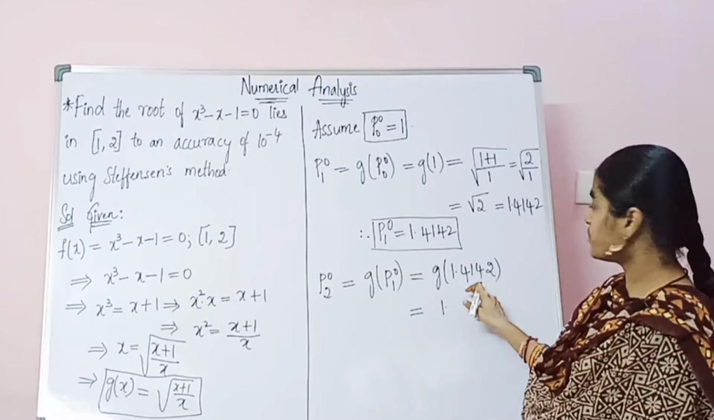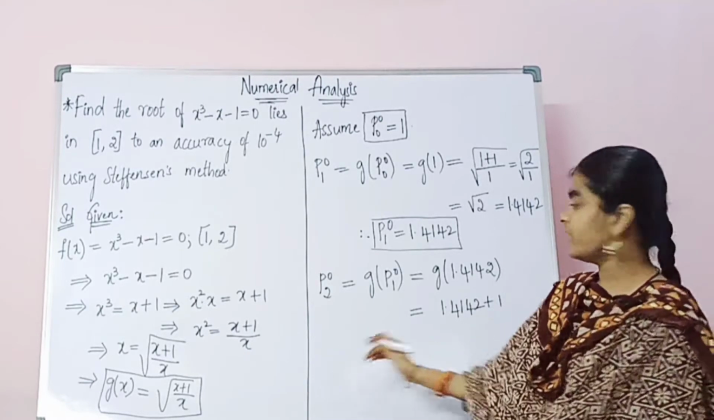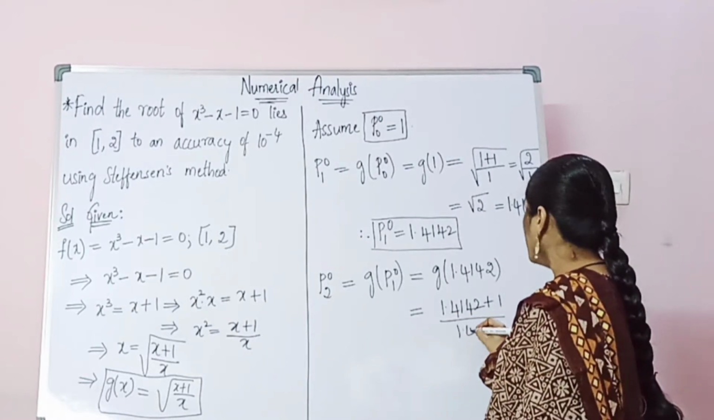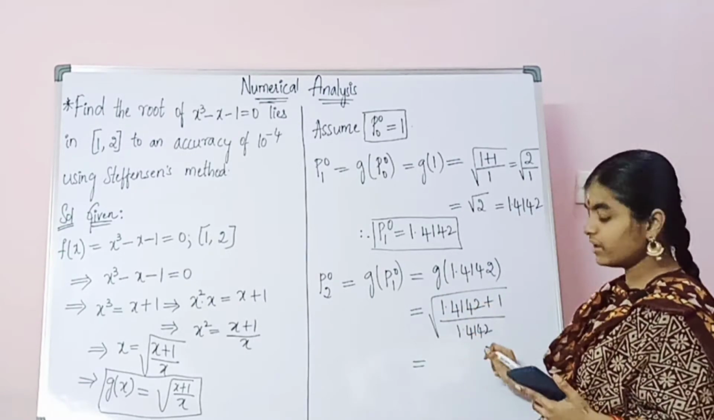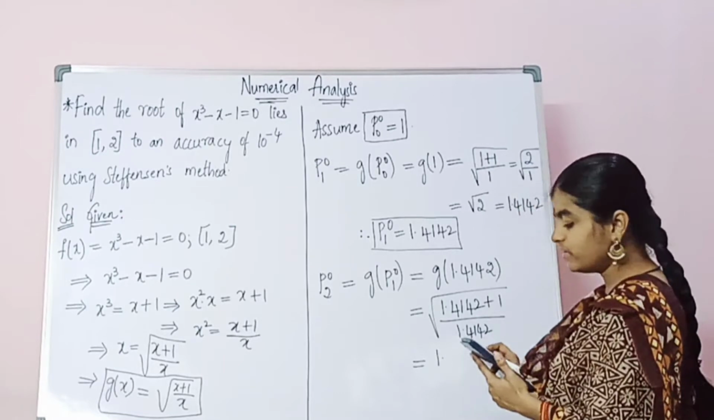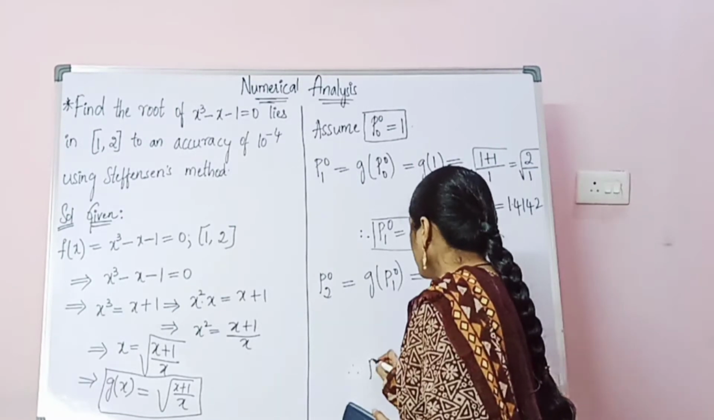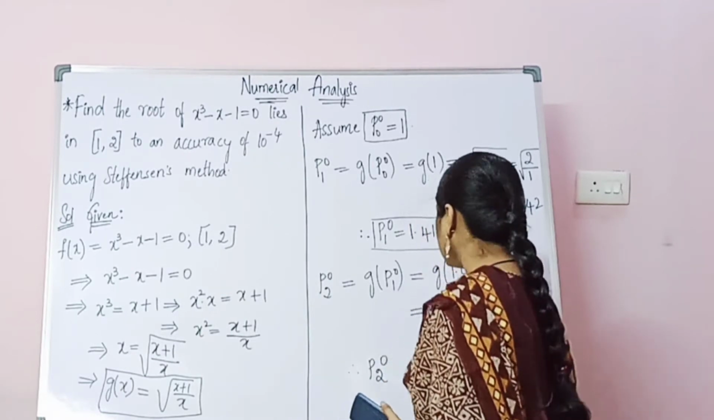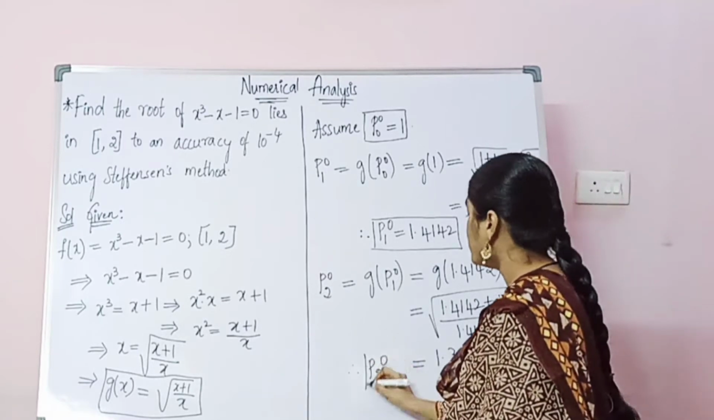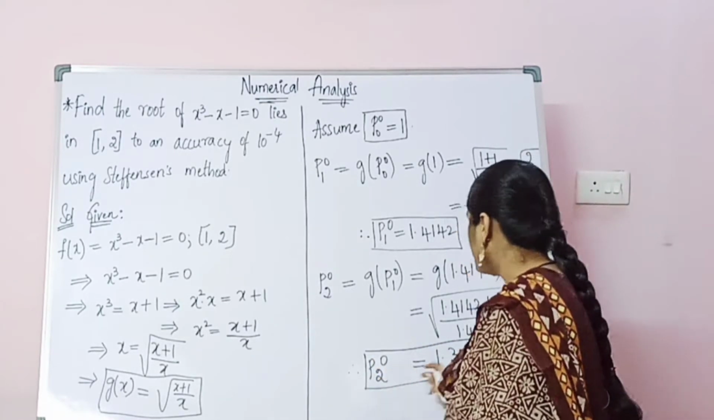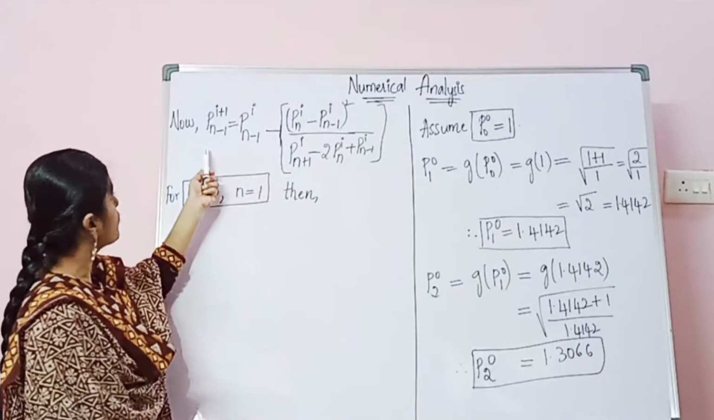In the place of x, we have to substitute this 1.4142 plus 1 as it is by 1.4142 under root. So after calculating this, what is the value here? 1.3066. Therefore, p2 power 0 equals to 1.3066. What is the value of p2 power 0? 1.3066.